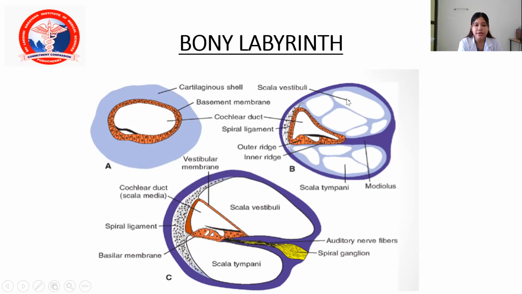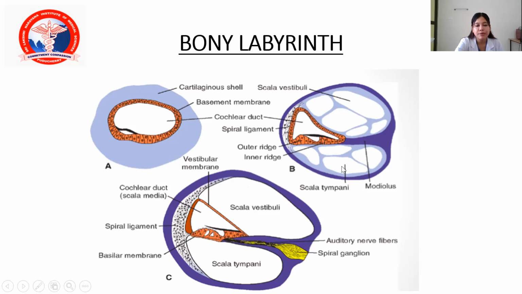Now, this is the scala vestibuli. The scala vestibuli, which consists of perilymph, is separated from the cochlear duct, also called the scala media, which consists of endolymph. They are separated from each other by the vestibular membrane or Reissner's membrane. In this image also you can see the vestibular membrane or Reissner's membrane.